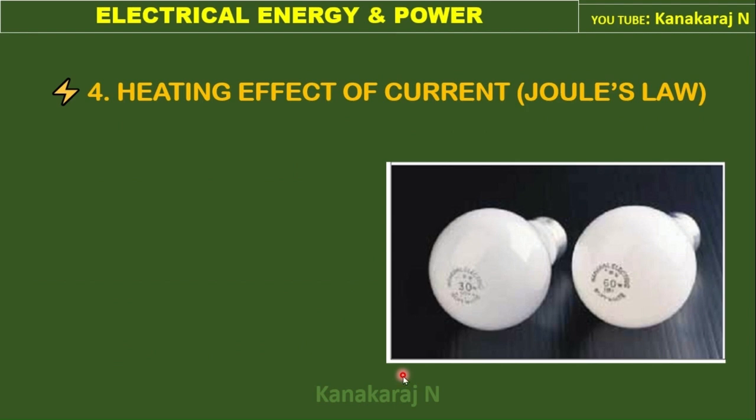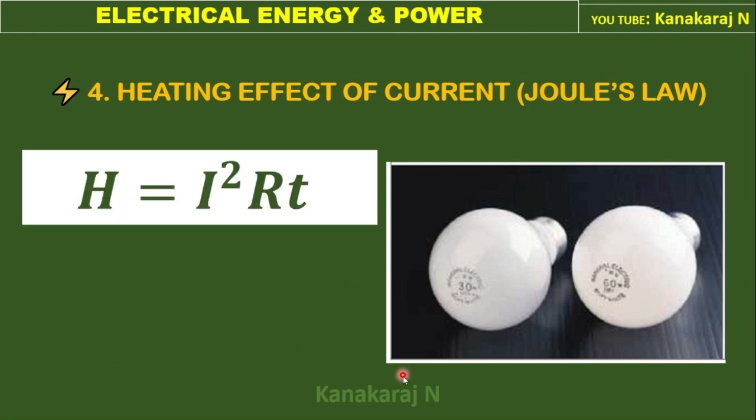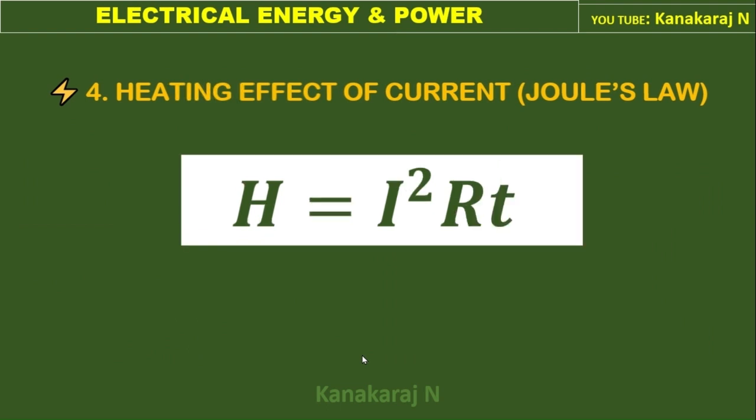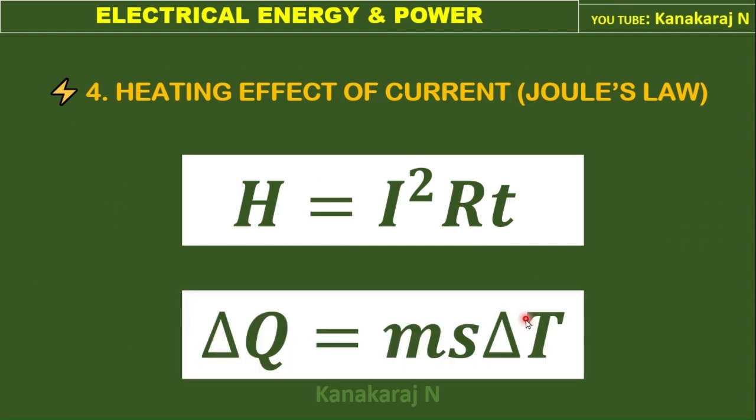Heating effect of current. Joule's law: H equals I square RT. You have to remember this formula, because a lot of problems will be based on it. It is used in electrical heaters, iron boxes, and fuse wire. The heat that the resistor develops in water or any other material can be found by using the formula delta Q equals m s delta T. This formula will also be used along with Joule's law of heating.